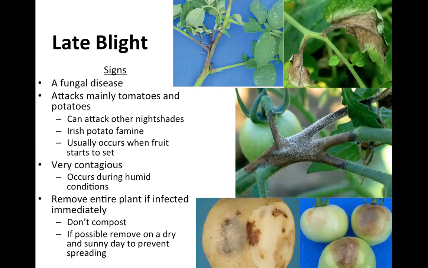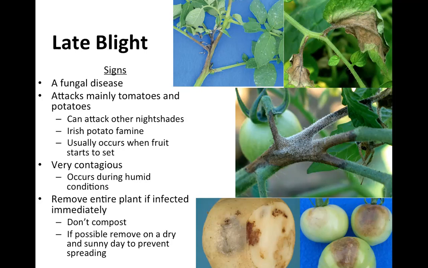Late blight is actually what caused the Irish potato famine. It's the same kind of disease that attacks tomatoes and potatoes, and it devastated entire countries. They lost most of their potatoes. That's how contagious this is. That's why if you do identify it, you want to get rid of it. But I've never actually seen it. I'm sure it's out there in DC somewhere, but I've never seen it.